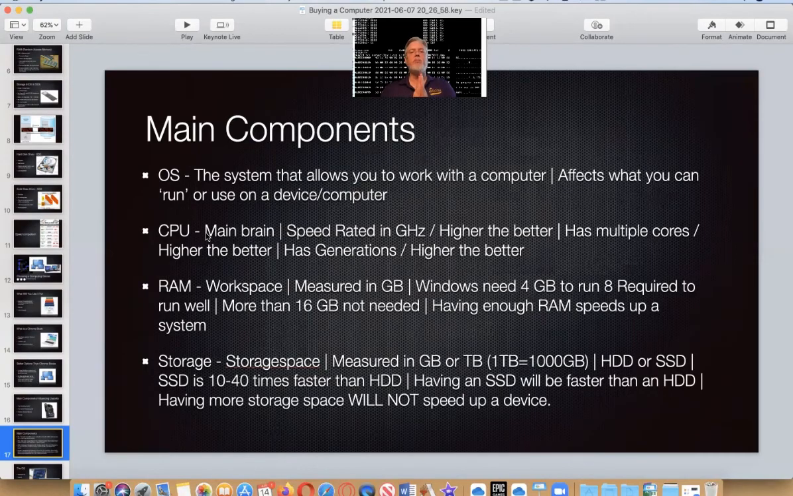CPU, the main brain of the computer, is rated in gigahertz. The higher the better. It has multiple cores, right? And the higher the better for that too, more cores, better. And it has generations, the higher the better. RAM is your workspace. It's measured in gigabytes. Windows needs 4 gigs to run and 8 to run well. More than 16 is really not needed.